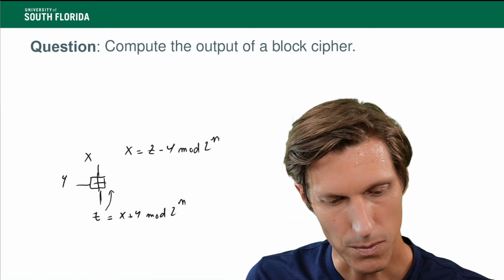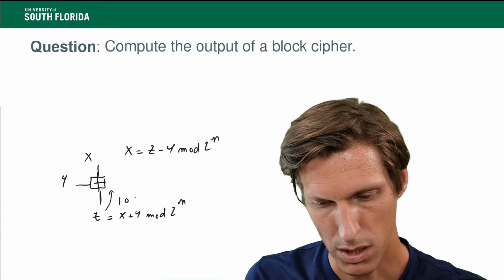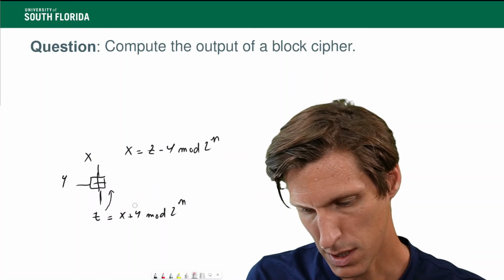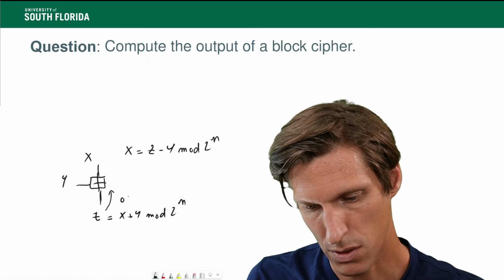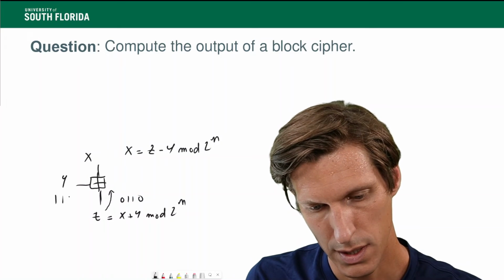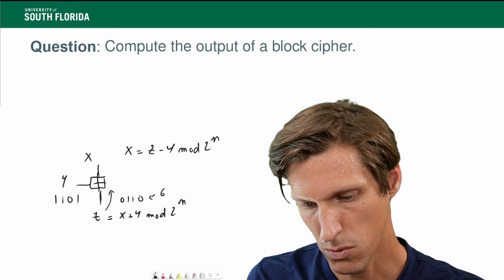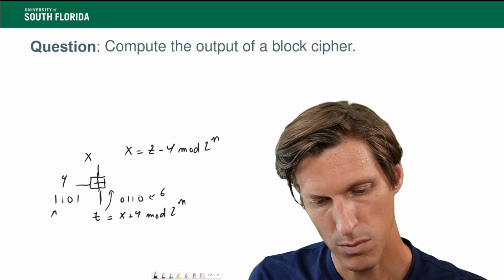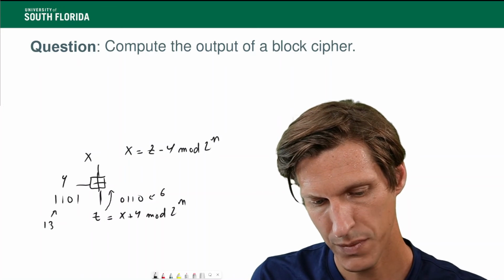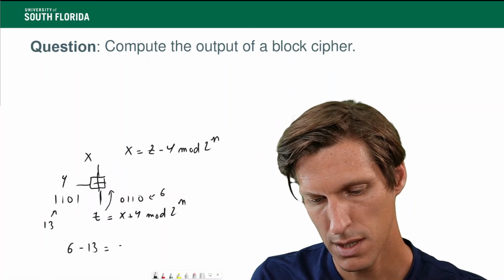So remember, what would we have before? We had the number 0, sorry, I already forgot what numbers we had. I think the numbers were 0, 1, 1, 0, and then 1, 1, 0, 1. So this number here was 6, and this number here was 13. And now you have that 6 minus 13 is minus 7.